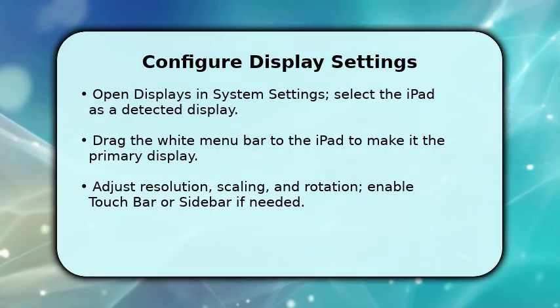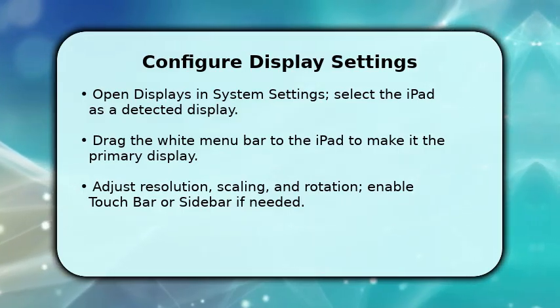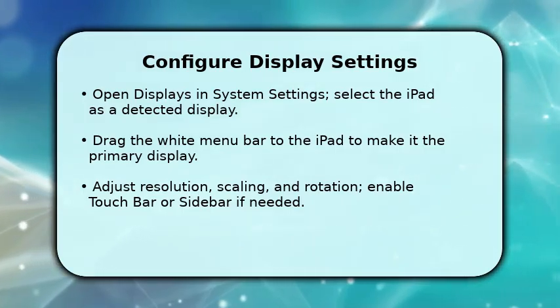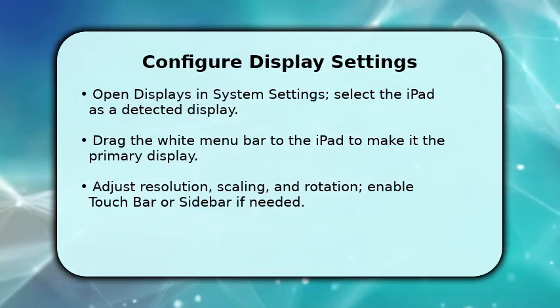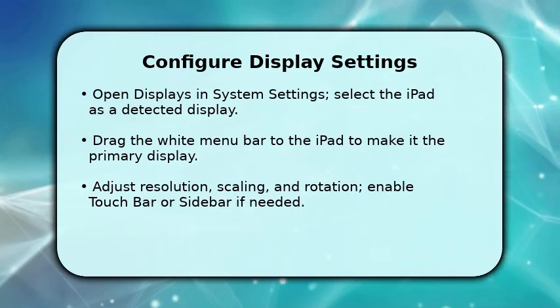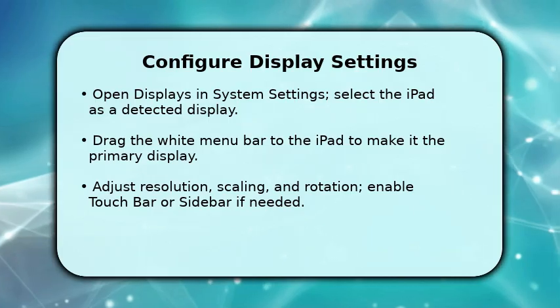In System Settings, Displays, select the iPad and treat it like any external monitor. Drag the menu bar to the iPad's icon to set it as your primary display so windows and the dock appear there by default. Adjust resolution and scaling to balance sharpness and usable space. Rotate the display if you want portrait mode.